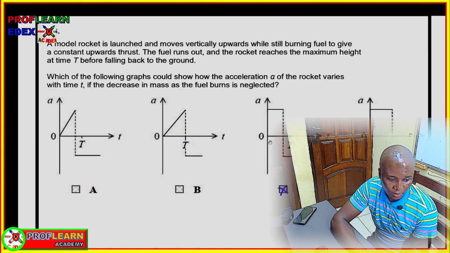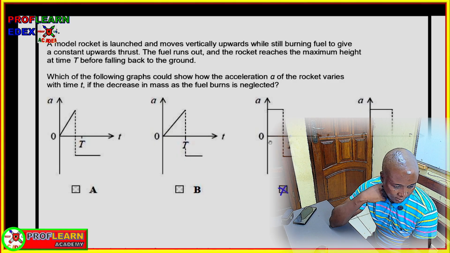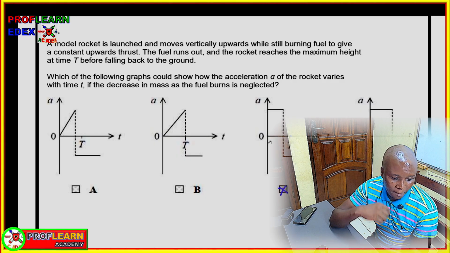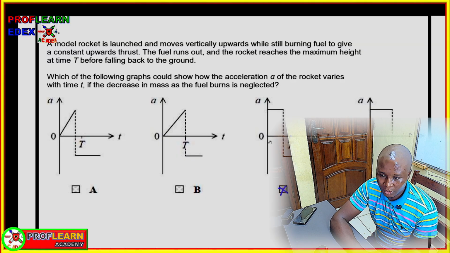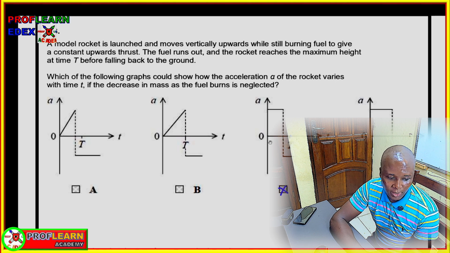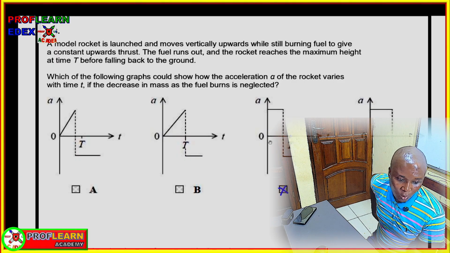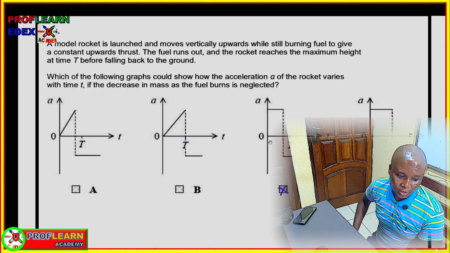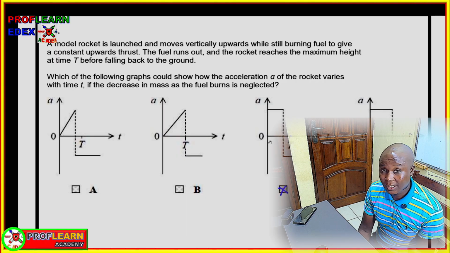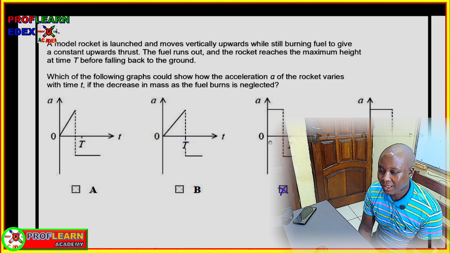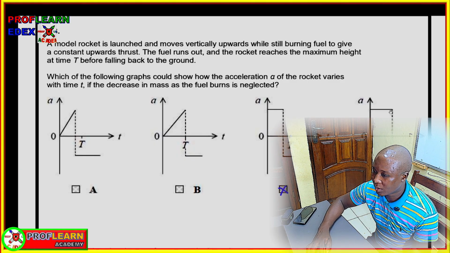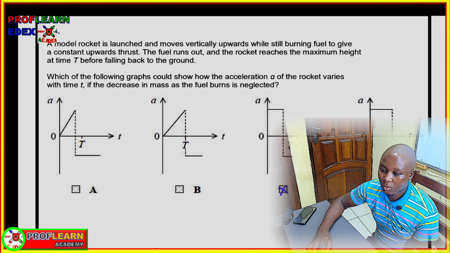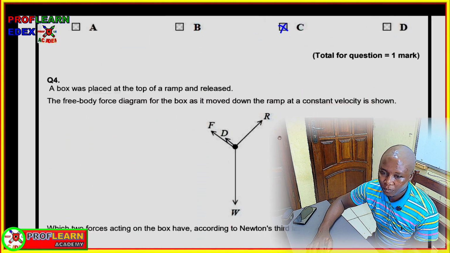For question number 3, we take our answer C, because while the fuel burns, thrust is constant and greater than the weight, giving a constant positive acceleration. Once the fuel runs out, the only force is the downward force, so acceleration becomes negative, and all that happens before the instant time t. So we rejected D because that happens at time t, so it has to be before time t.